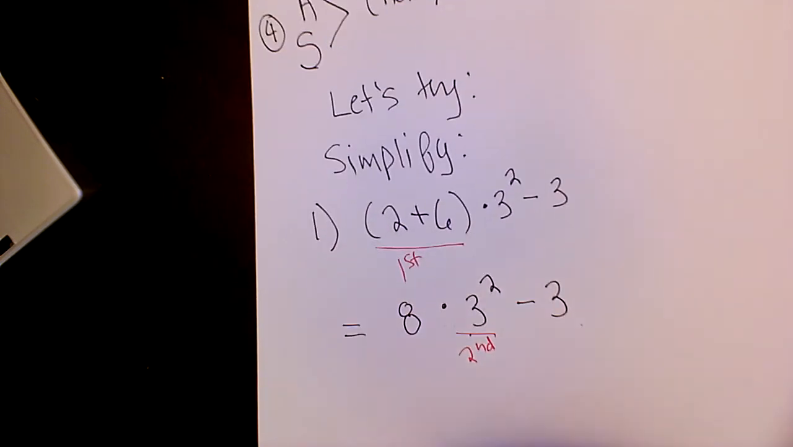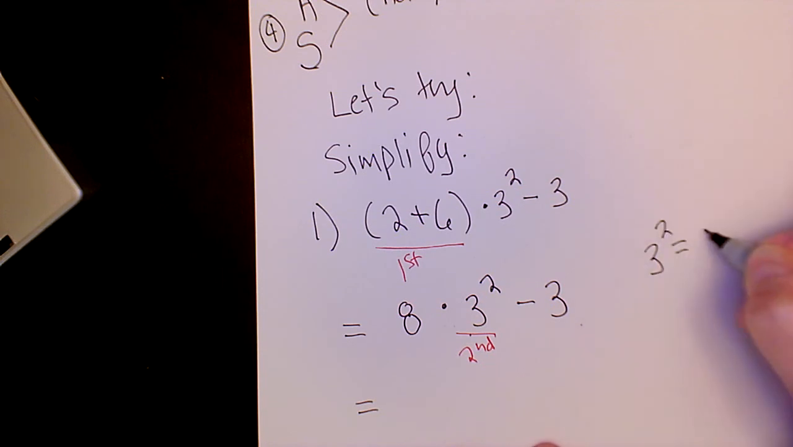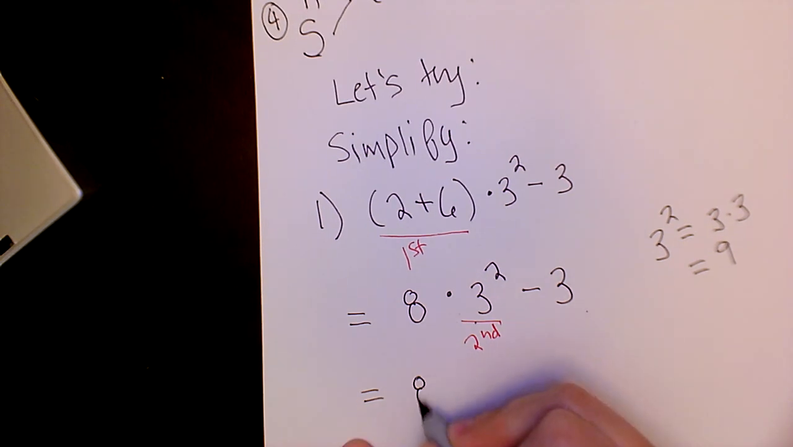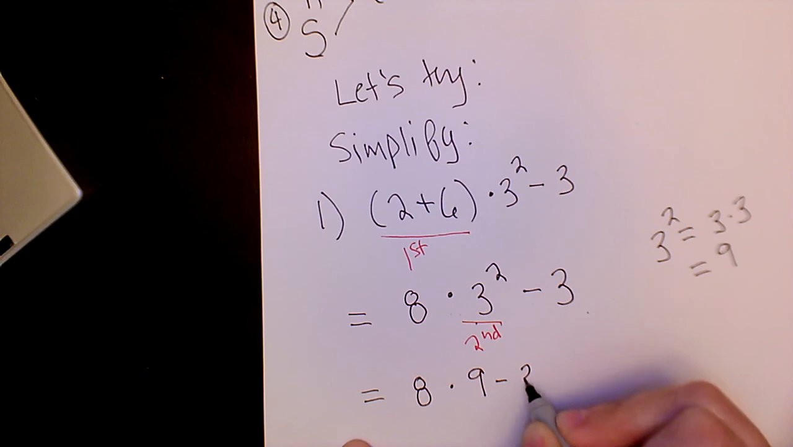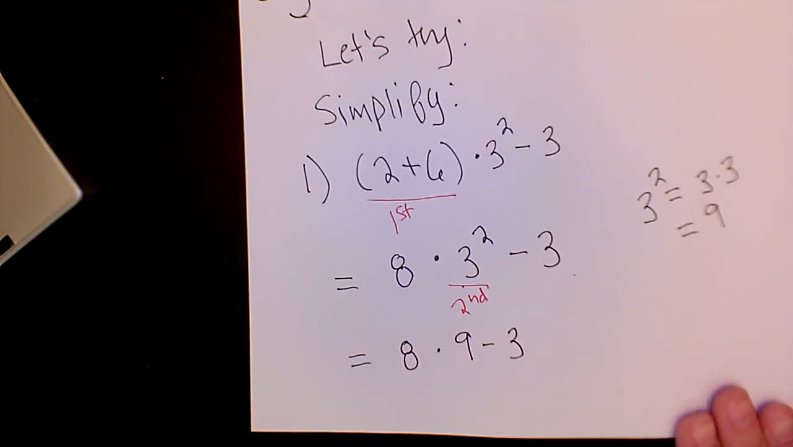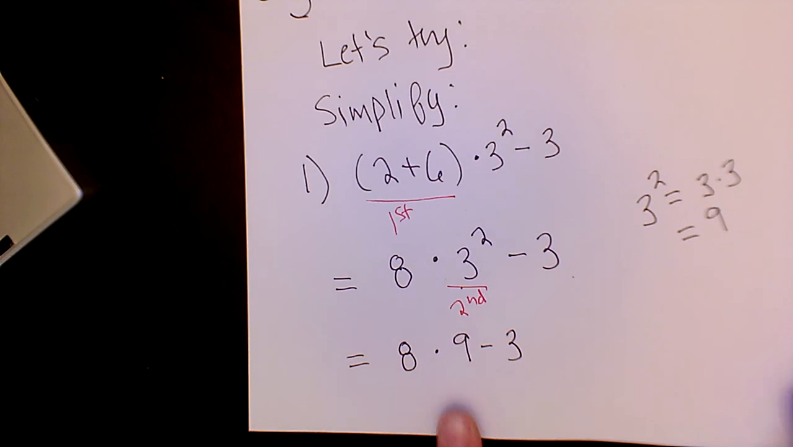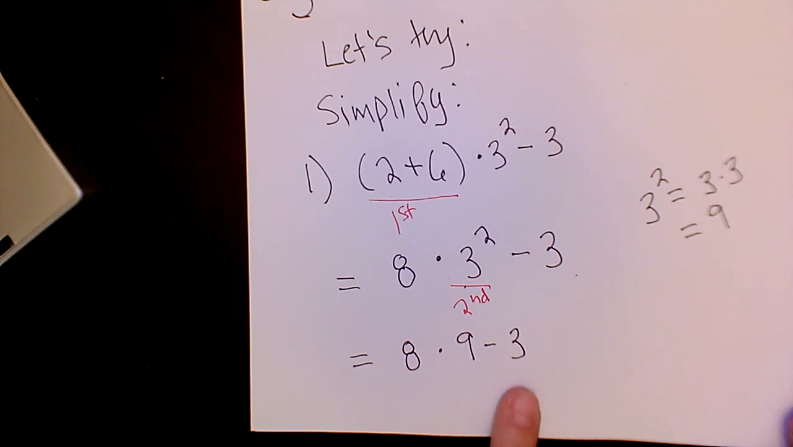Okay. So let's put it over here. 3 squared is 3 times 3. 3 times 3 is 9. So this is 8 times 9 minus 3. I keep bringing down everything to the next level. Okay, so I'm going to pick up with this. 8 times 9, subtract 3.